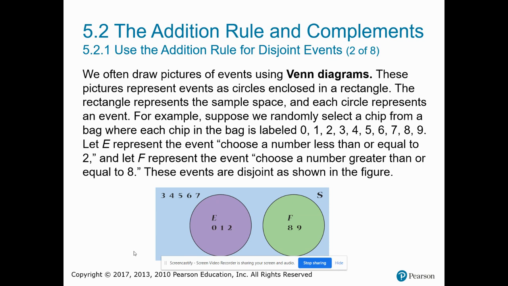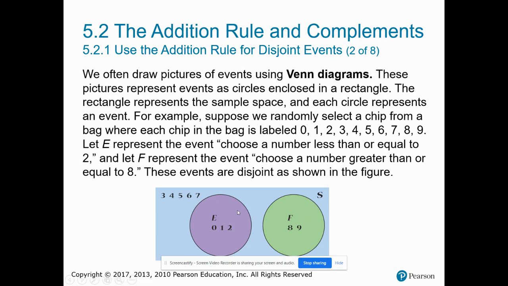So we've got chips in a bag, and each chip is labeled from 0 to 9. One of the events is choosing a number less than or equal to 2. The other event is a number greater than or equal to 8. You can see our less than or equal to 2 is in the purple circle, and the greater than or equal to 8 is in the green circle. Numbers that don't belong in either circle are in the sample space. That's what the big blue rectangle is for. They're just not in the circle.